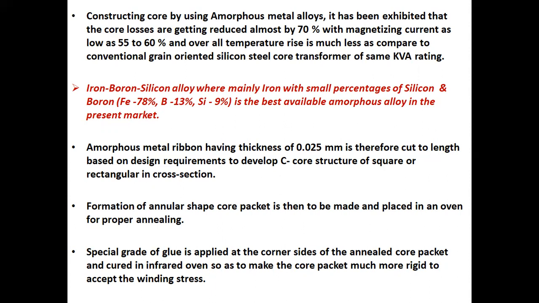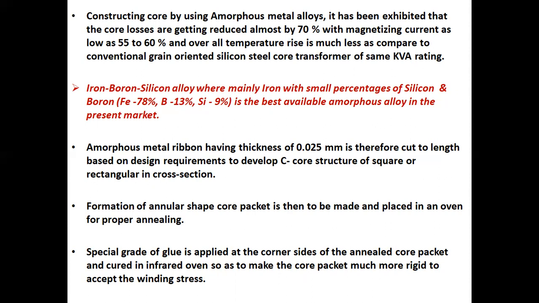Again, I repeat, constructing core by using amorphous metal alloys, it has been exhibited that the core losses are getting reduced almost by 70% with magnetizing current as low as 55 to 60%. And overall temperature rise is much less as compared to conventional grain-oriented silicon steel core transformer of same kVA rating.